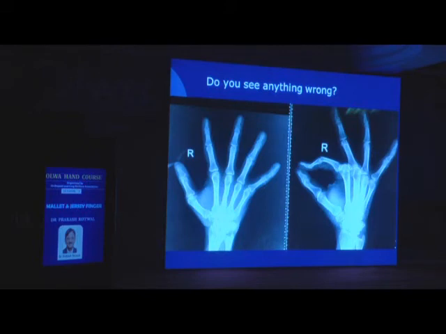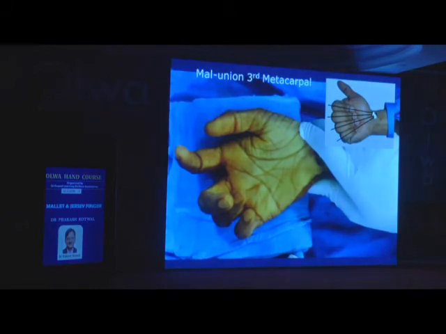Do you see anything wrong here? No, not at all. The fracture looks very well healed, but when you try to flex this, you can see here that there is scissoring occurring. I showed you this picture earlier also. There is scissoring of the fingers. The middle finger is now scissoring over the ring finger.